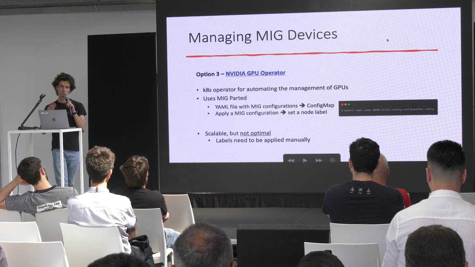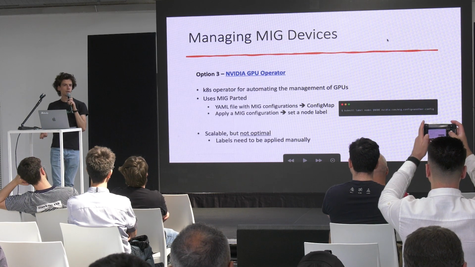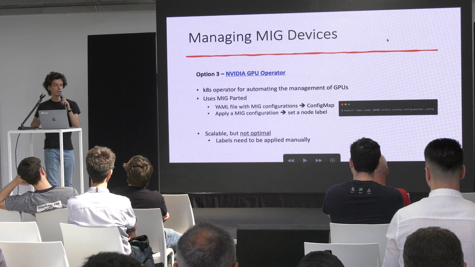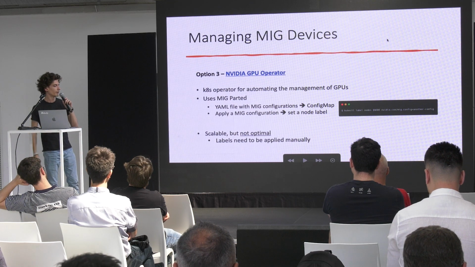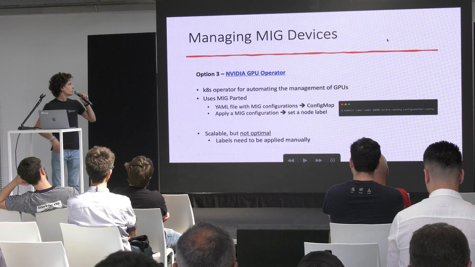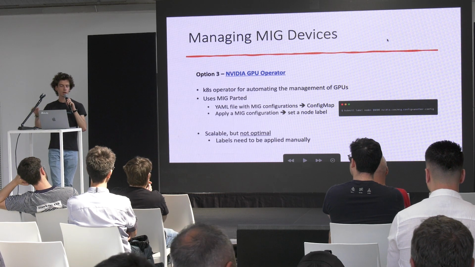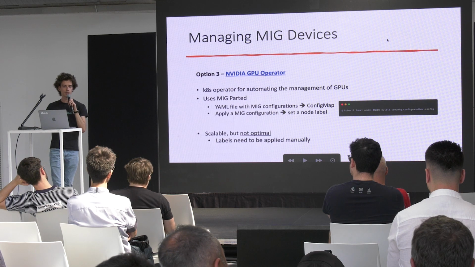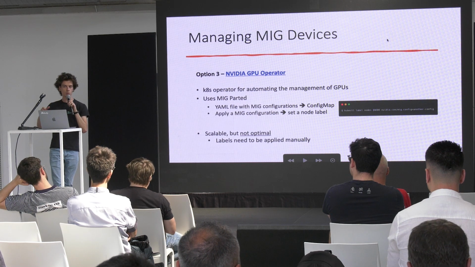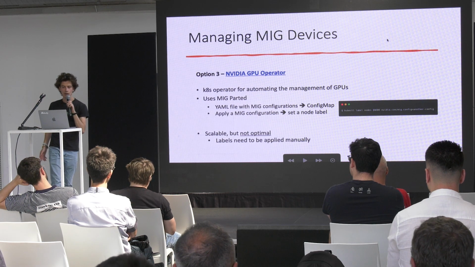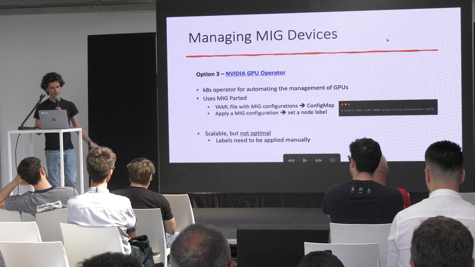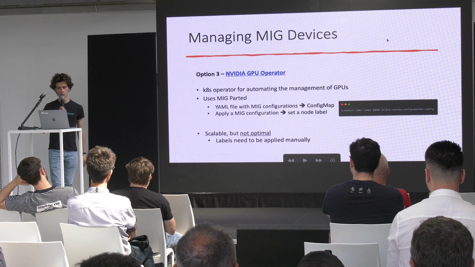Third solution, still better. We use an operator. This is a thing that we can easily automate, and we do that with an operator. So we use the NVIDIA GPU operator. We take the MIG parted configuration, we put it into a config map, and when we want to apply a partitioning configuration, we just apply a label on the node, and that configuration gets applied. So our slices are created.